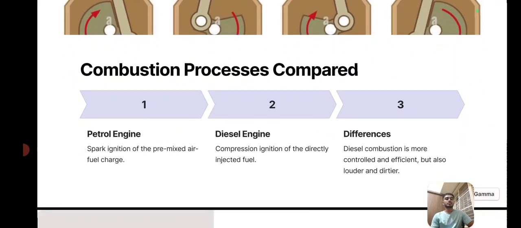Combustion process compared. Petrol engine: spark ignition of the pre-mixed air and fuel charge. Diesel engine: compression ignition of the directly injected fuel. Diesel combustion is more controlled and efficient, but also louder and dirtier.